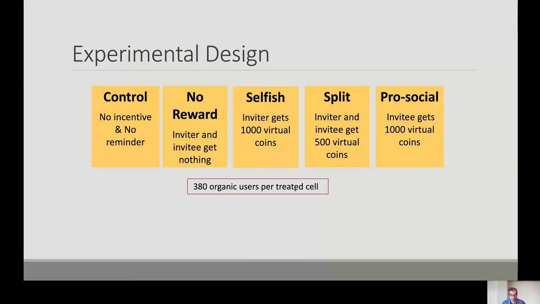In this example, this is a real case that some of my colleagues actually implemented. And so the inviter got 1,000 virtual coins. This was the incentive. In the split group, the same 1,000 virtual coins was split between the inviter and the invitee. So each of them got 500 virtual coins. So you can see that the cost of a particular referral was still the same between the selfish group and the split group. And the final group is the pro-social group. The pro-social group says that the invitee gets all the 1,000 virtual coins, right? The inviter actually gets nothing.